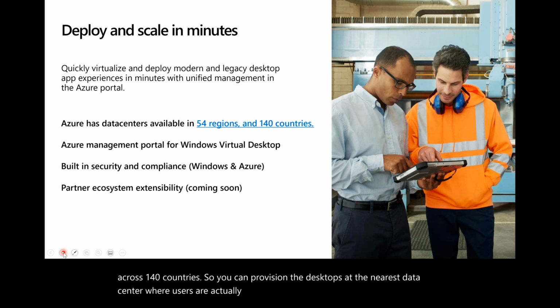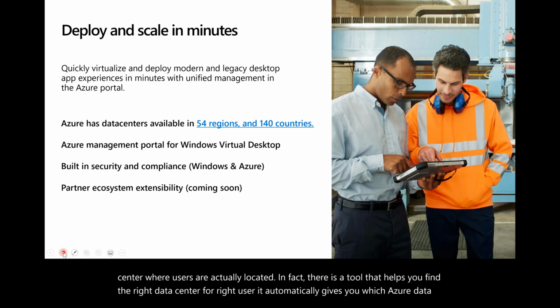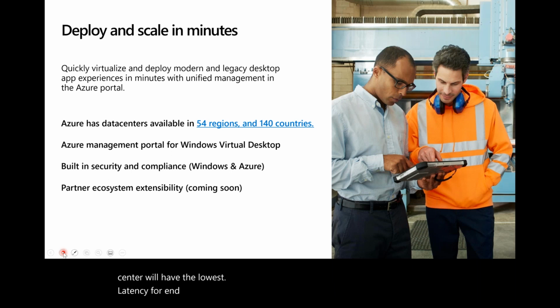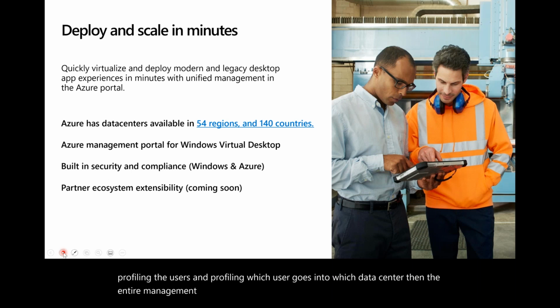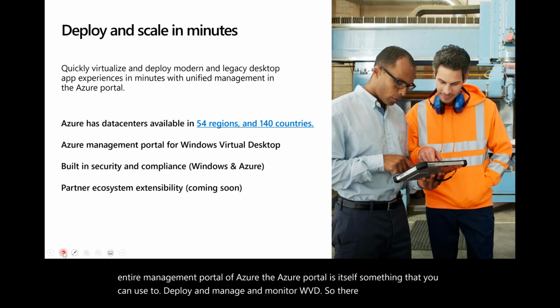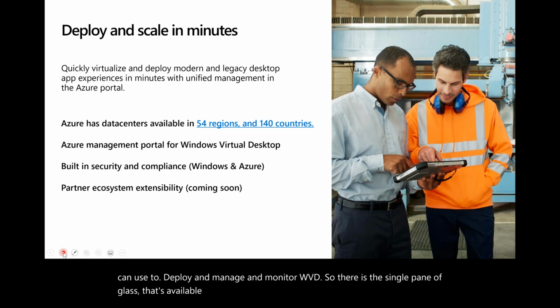In fact, there is a tool that helps you find the right data center for the right user. It automatically tells you which Azure data center will have the lowest latency for your end users, so that you don't have to get into a painful activity of profiling the users and deciding which user goes into which data center. Then the entire management portal of Azure, the Azure portal, is something that you can use to deploy, manage and monitor WVD. So there is a single pane of glass available to do the entire administrative activity, and it has the built-in security and compliance of both Windows and Azure.